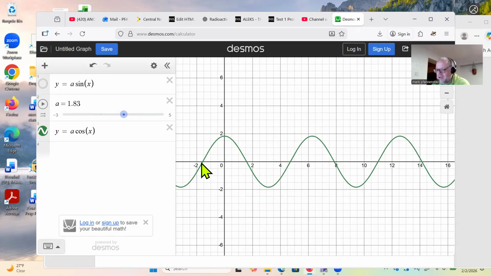I wanted to show you what sine and cosine look like, what the amplitude is, because that's the easiest graph transformation we're going to deal with. We will talk about other graph transformations in the next videos.